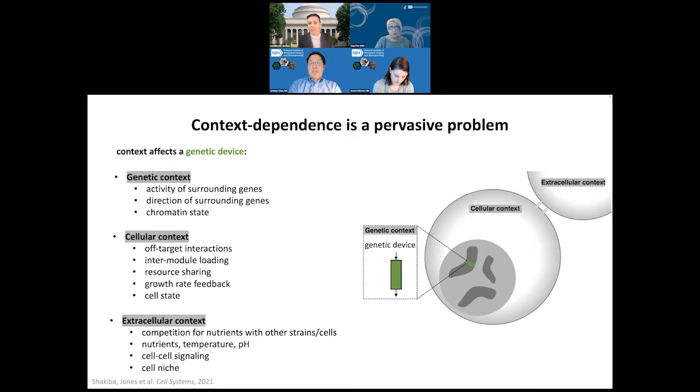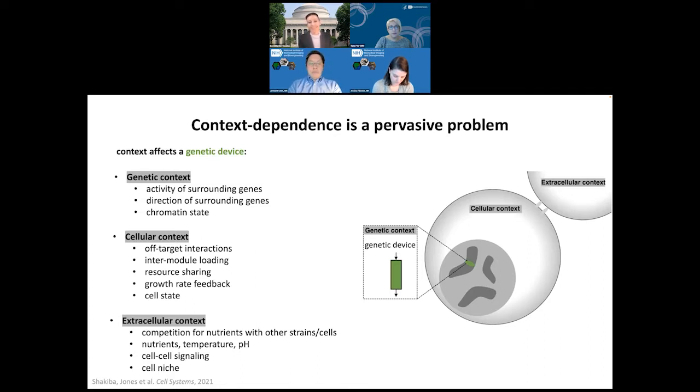Cellular context is a challenge. Off-target interaction with cellular components is often very difficult to predict. Intermodule loading between your circuits, resource sharing. The cell is offering your circuits a large deal of resources for gene expression, protein modification, RNA modification, splicing factors, but we are using them and sharing them between our circuits and the cell.